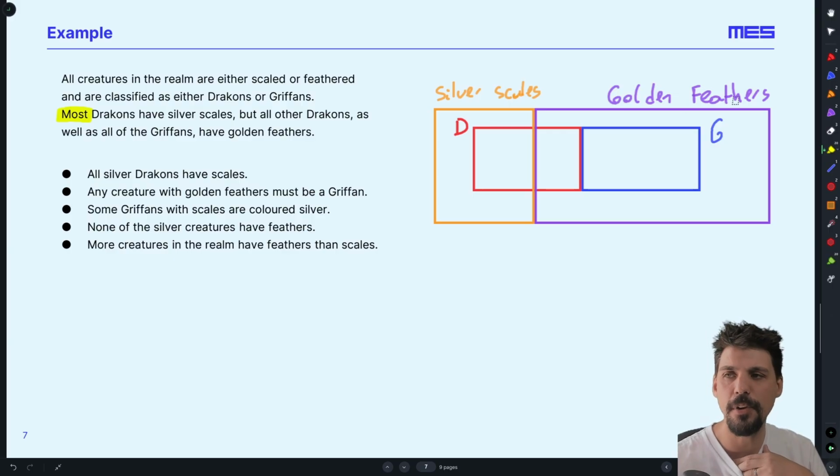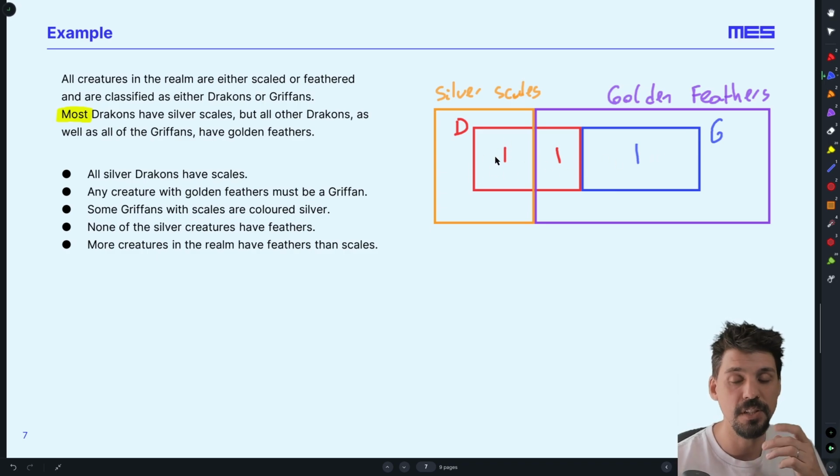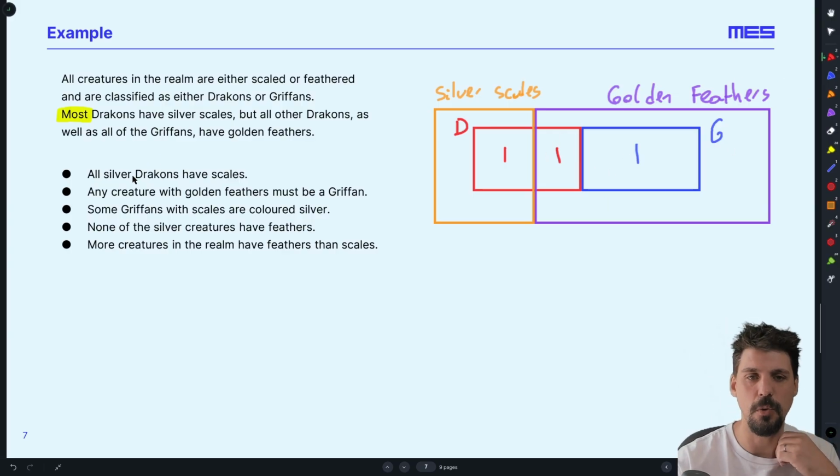Okay, so we know we defo have some in here. We defo have some in there. And after that, unclear. But we know we defo have something in all of these. We're told most have silver scales, which means we have at least one. All other ones have golden feathers, so we're good to go. Right, let's use this to answer our questions.